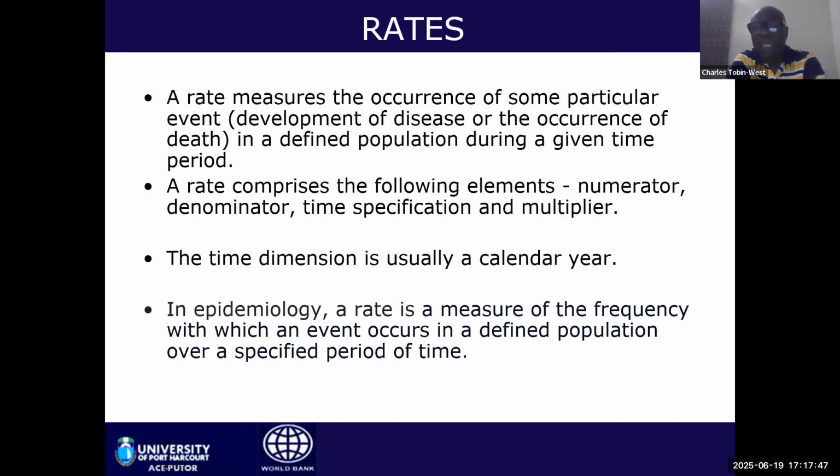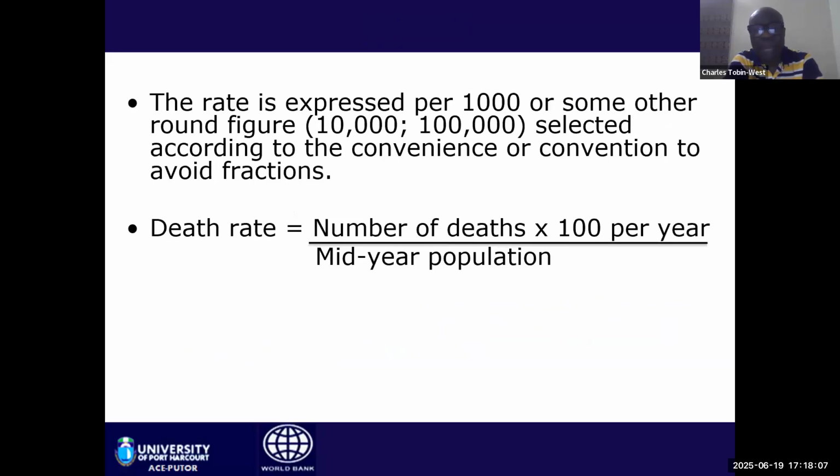The time dimension is usually the calendar year. We usually use the calendar year, like death rate per annum, birth rate per annum. That's a time specification. In epidemiology, a rate is a measure of the frequency with which an event occurs in a defined population over a specific period of time. So let us see a typical example of a rate. It is expressed per thousand or other round figures, maybe like per 10,000 or 100,000 or a million. These ones are selected according to the convenience of the individual.